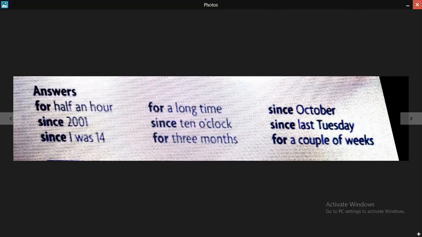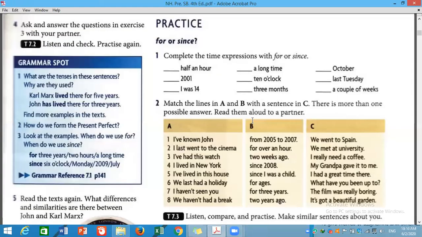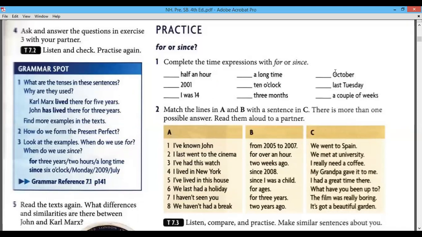Let's go back. I hope you understand this well. Let's move to number 2. Match the lines in A and B with a sentence in C. There is more than one possible answer. Read them aloud to a partner.